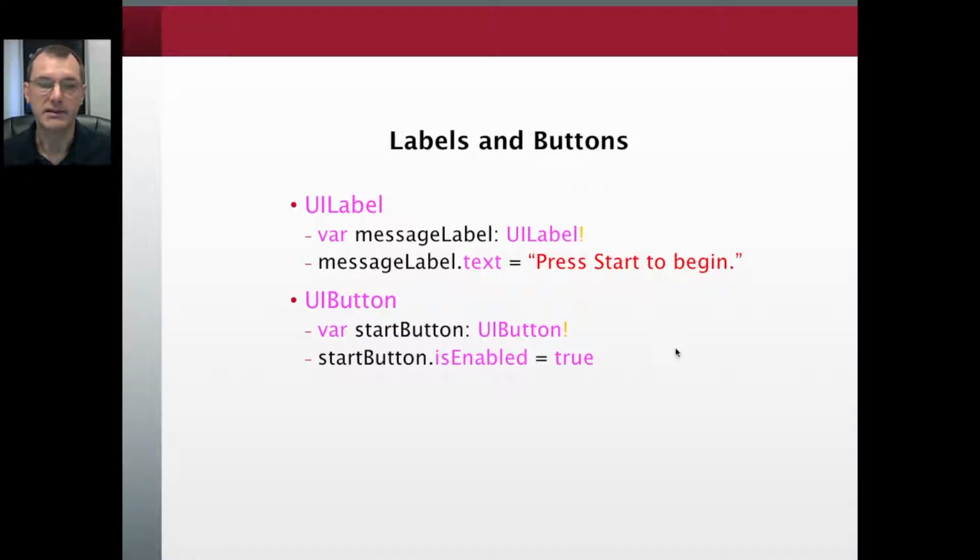In terms of the buttons, we'll be creating variables of type UIButton. And the main property we're interested in for buttons is whether they're enabled or not. As we'll see, when a button is enabled, it will be blue. When isEnabled is set to false, the button will appear in a gray color, which is an indication that tapping on it won't do anything. So we'll be doing this with our labels and buttons.